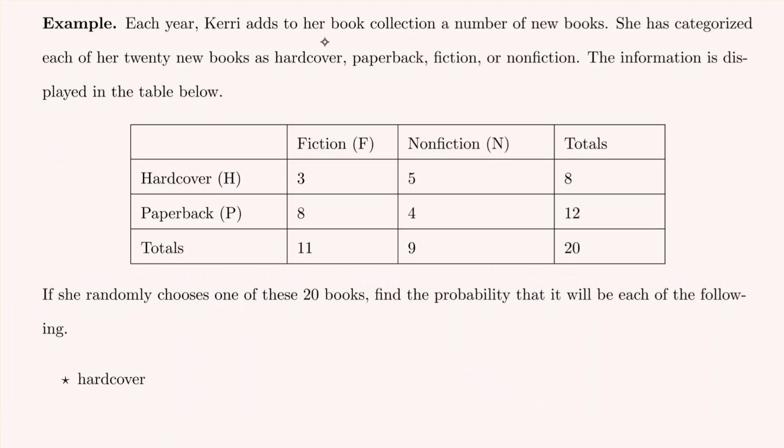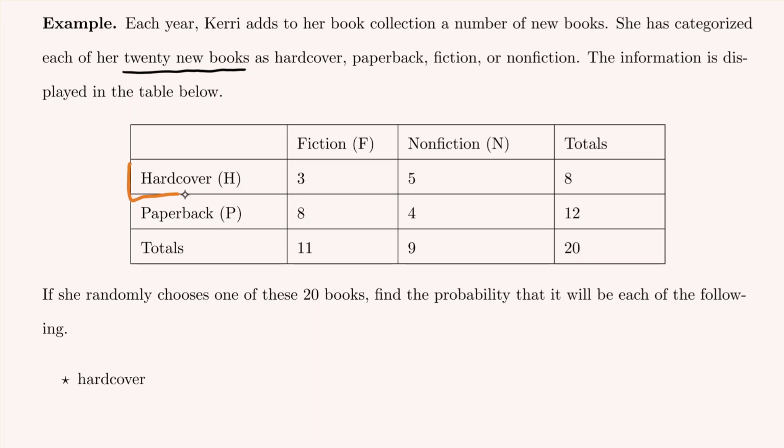Each year, Carrie adds to her book collection a number of new books. She has categorized each of her 20 books as hardcover, paperback, fiction, or nonfiction. The information is described in this table. Let's make sure we know how to read this table.